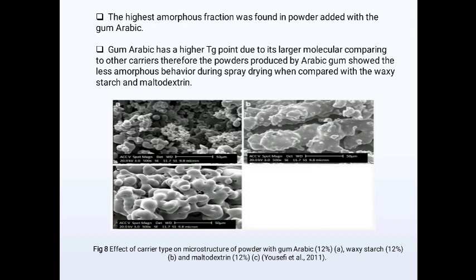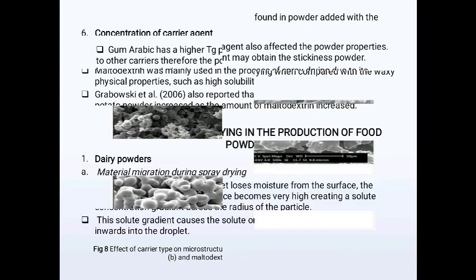The highest amorphous fraction was found in powder added with gum arabic. Gum arabic has a higher glass transition point due to its larger molecular weight compared to other carriers. Therefore, the powders produced with gum arabic showed less amorphous behavior during spray drying when compared with waxy starch and maltodextrin. Figure 8 shows the effect of carrier type on the microstructure of powder with gum arabic, waxy starch, and maltodextrin at 12% respectively.